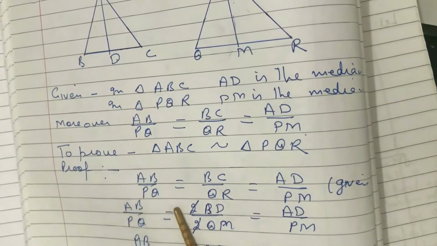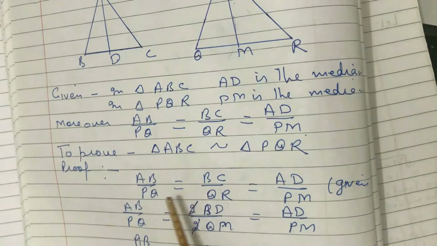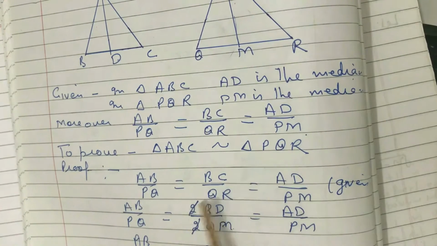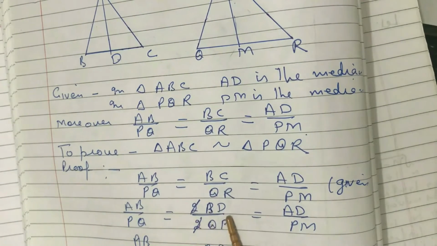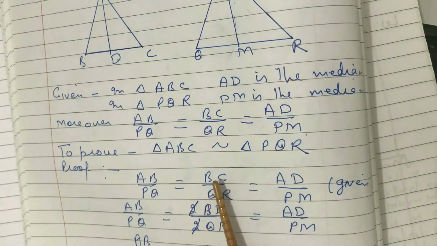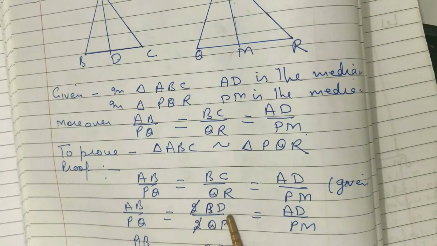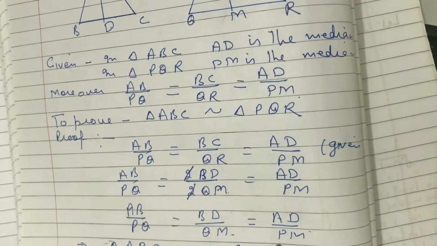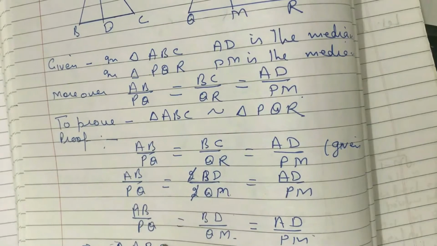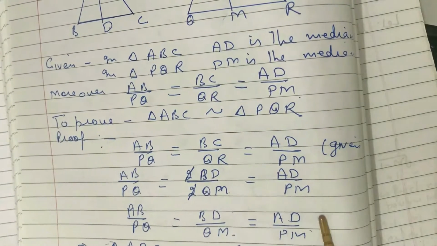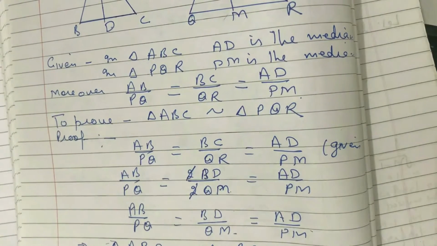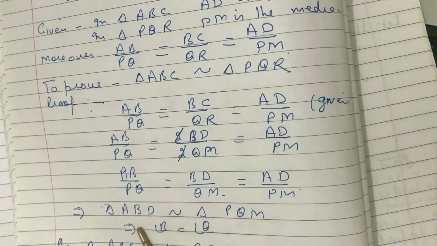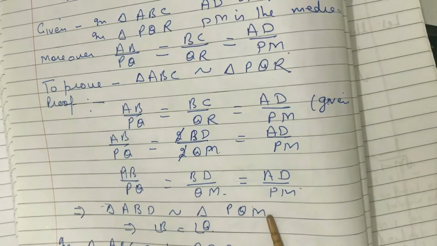Now its proof is, write what is given to us. This is given to us. So instead of BC, you will write 2 times BD because AD is the median. So BC can be written as 2 times BD and QR can be written as 2 times QM. So I have AB by PQ is equal to BD by QM is equal to AD by PM. So this shows triangle ABD is similar to triangle PQM.